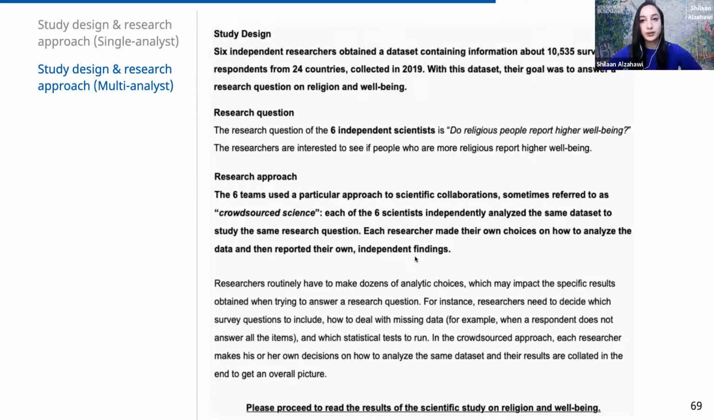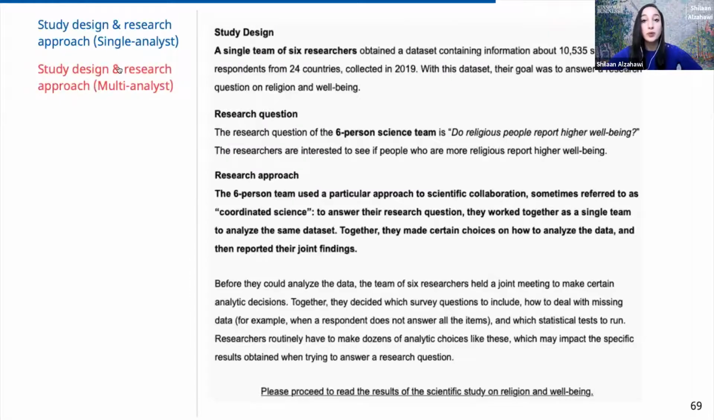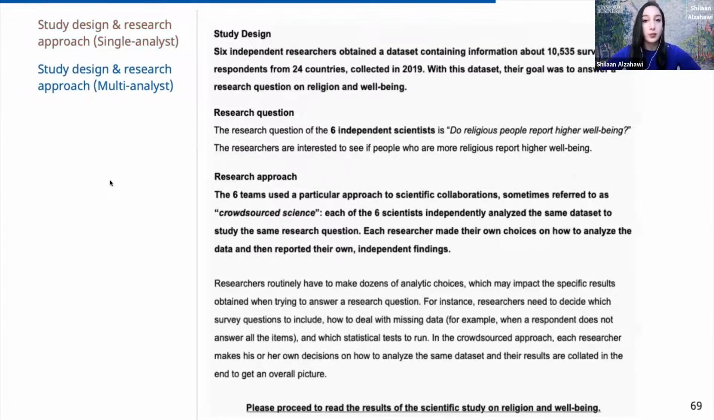Now, it's really important to note here that in both conditions, we have a paragraph, this last paragraph, in which we emphasize that there are a lot of choices to be made in scientific research. Participants also had to wait 30 seconds before they could proceed to the next part of the study.